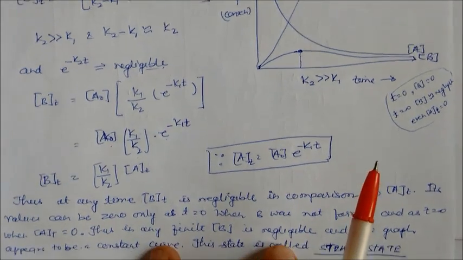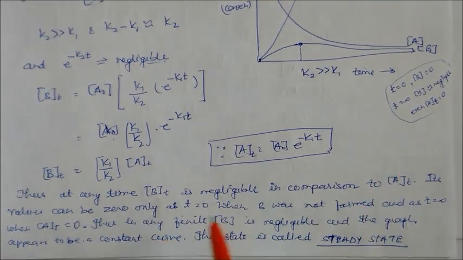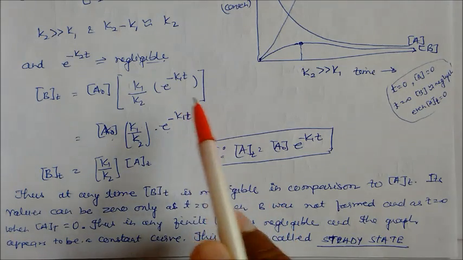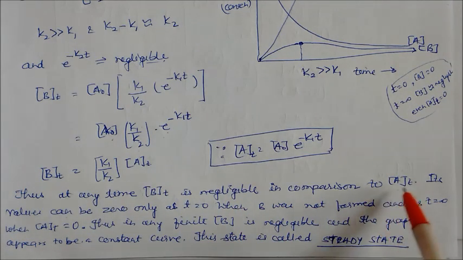So thus at any time the concentration of B is negligible in this case in comparison to the concentration of A at any time t. So its value can be 0 only at t equal to 0, when B was not formed, and as t equal to infinity, when the concentration of A at any time t is equal to 0. Thus at any finite time, the concentration of B is negligible. So the graph appears to be a constant curve. So we can see this constant curve, and this state is called the steady state.